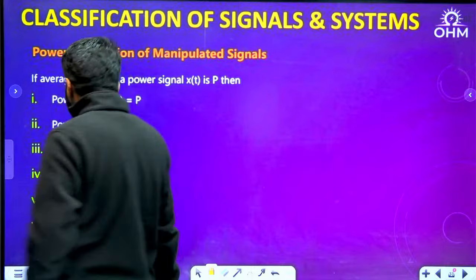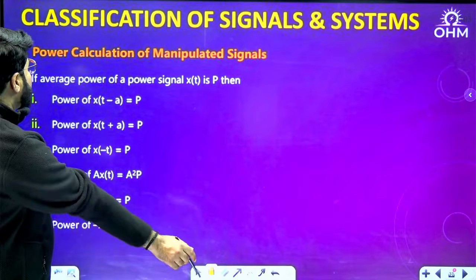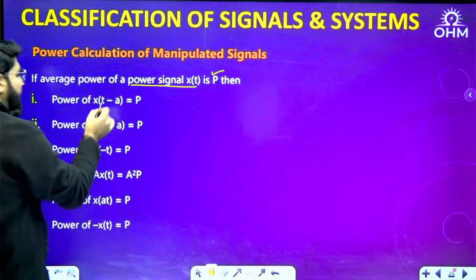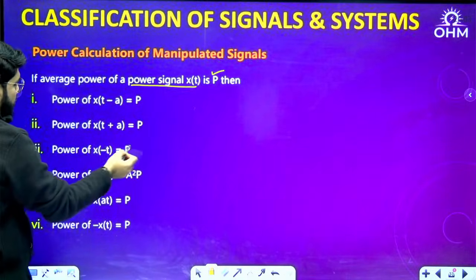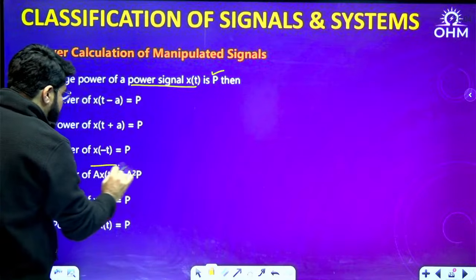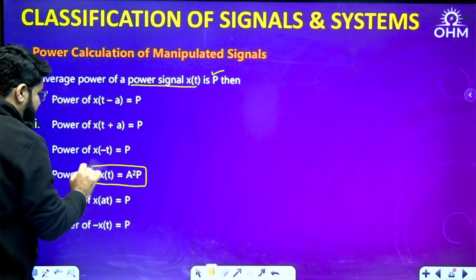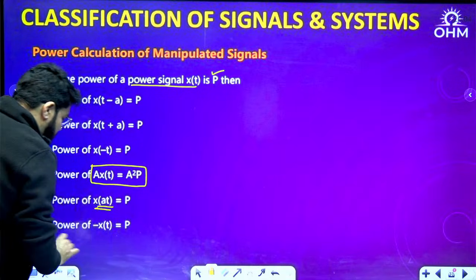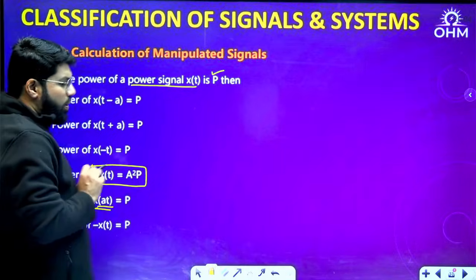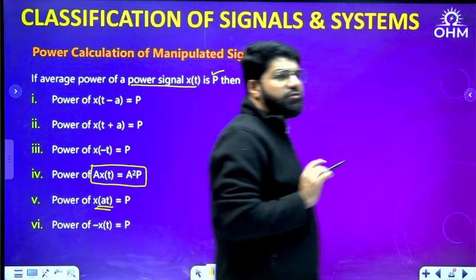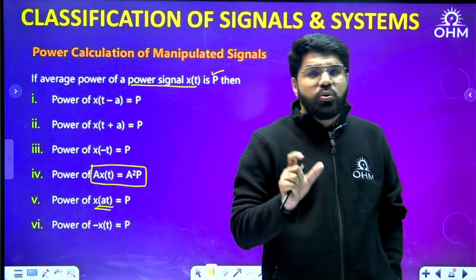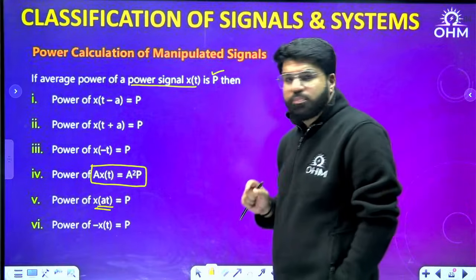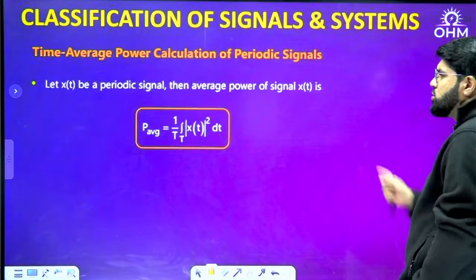Now the similar results for a power signal. What happens for a power signal? If the average power of a power signal is P, then again time shifting doesn't affect the power, time folding doesn't affect the power, and amplitude scaling scales the power: a x(t) has power a square P. Time scaling will not affect the power as well, and -x(t) is the same. One thing here is that time scaling also doesn't affect the power, because time scaling will not only change the width, it will also change the time period.